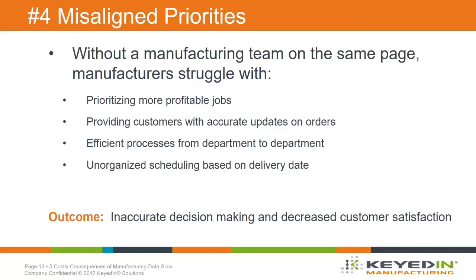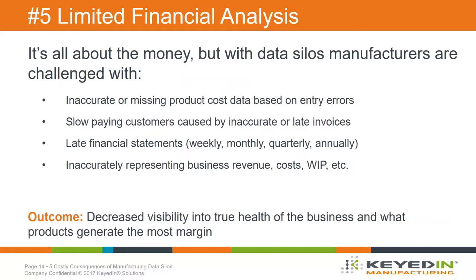And at the end of the day, actually angry customers because we can't respond quickly enough because of all of these misaligned priorities. Very often we see, for example, customer service making promises that production can't keep. And finally, at the end of the day, it is all about money.